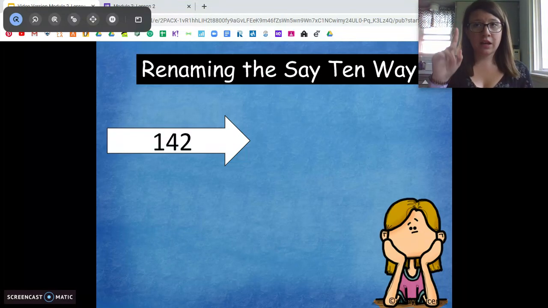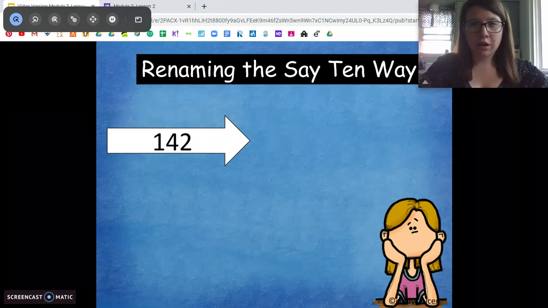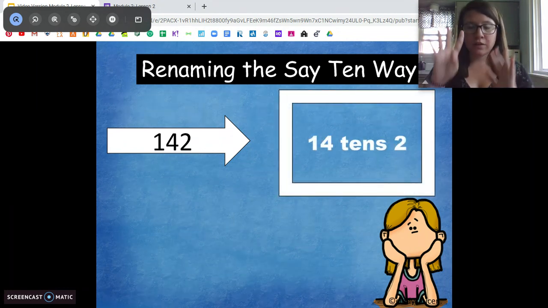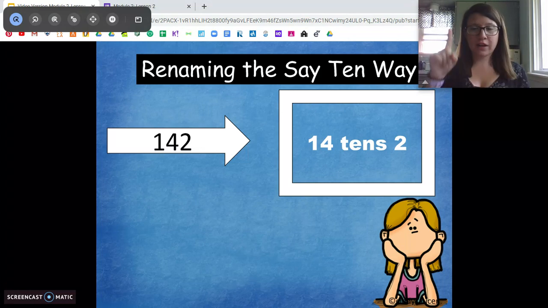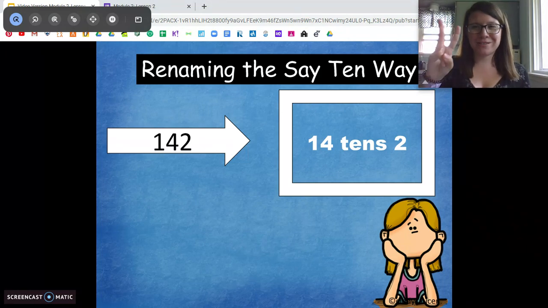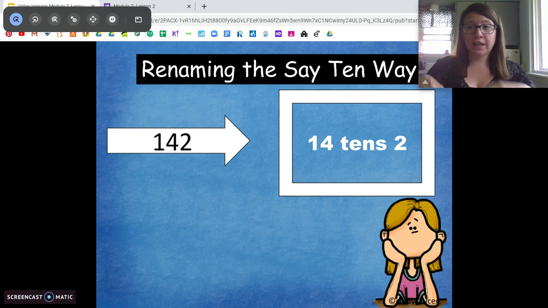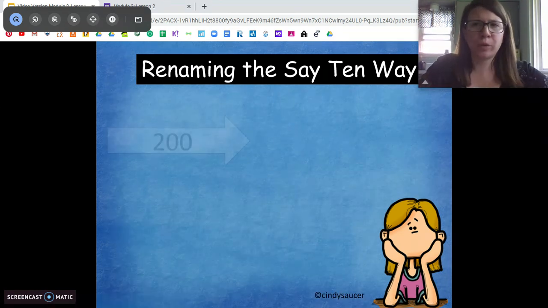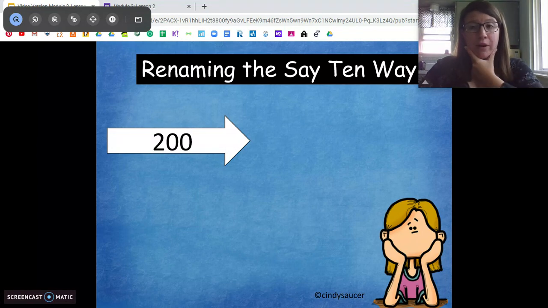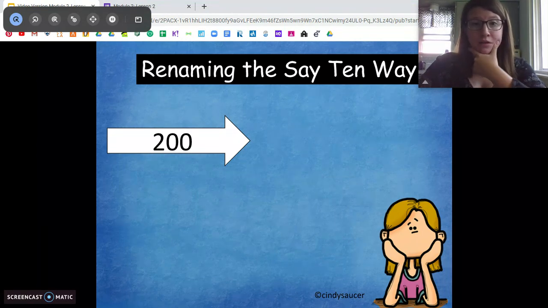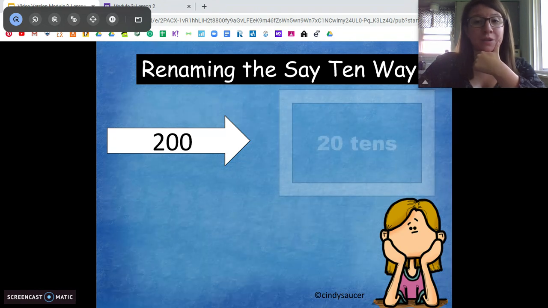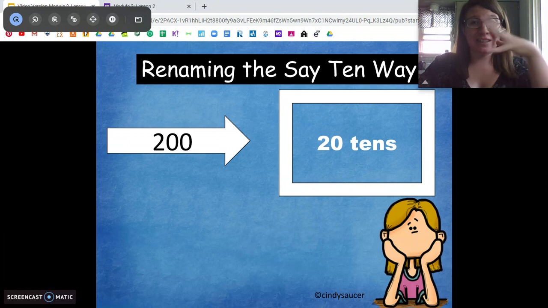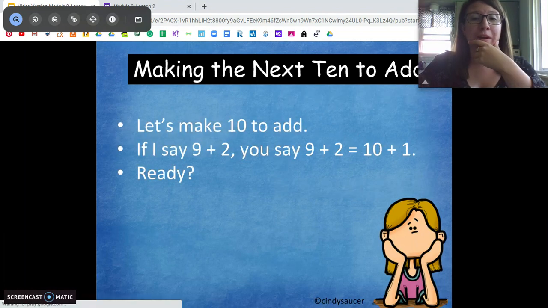142. 110, 120, 130, 140. So I have 14 tens 2. I counted out 14 tens, 100, 110, 111, 112, 113. That's 14: 10 plus 4 is 14 tens, and 2 ones. 200. Think about how we did 100. 200. How many tens? 20 tens. Very, very good. It's a little tricky, so thank you for working hard and bearing with me.